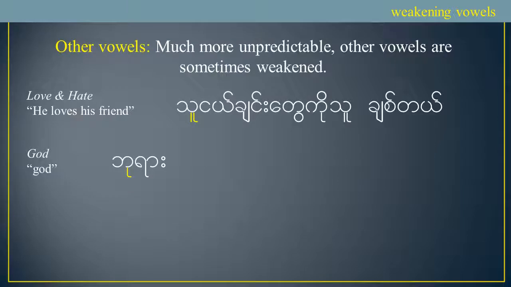Next, very common, the word for God. You see the vowel symbol there, however, it's not pronounced. It is weakened to the sound. Also, in the home and furniture section of the language app, the word for table. Here's a different vowel symbol that is sometimes weakened to the sound.